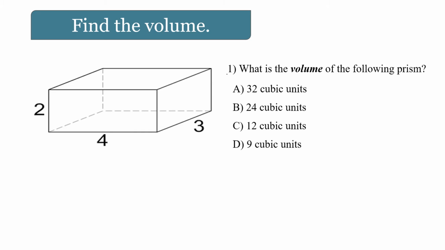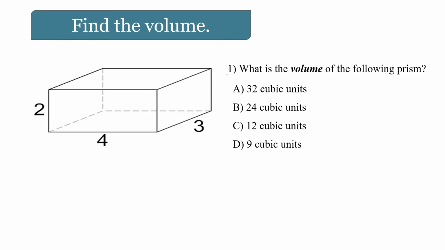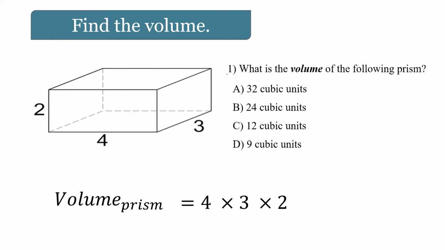So now let us have example number 1. What is the volume of the prism? So in here, the area of the base is not yet computed, so all we need to do here is to use the formula length times width times the height. So multiplying all the dimensions, we are going to have 4 times 3 times 2. So 4 times 3 is 12 times 2. It is equal to 24. And since we don't have any units, automatically it is cubic units. So the volume of this prism is 24 cubic units.